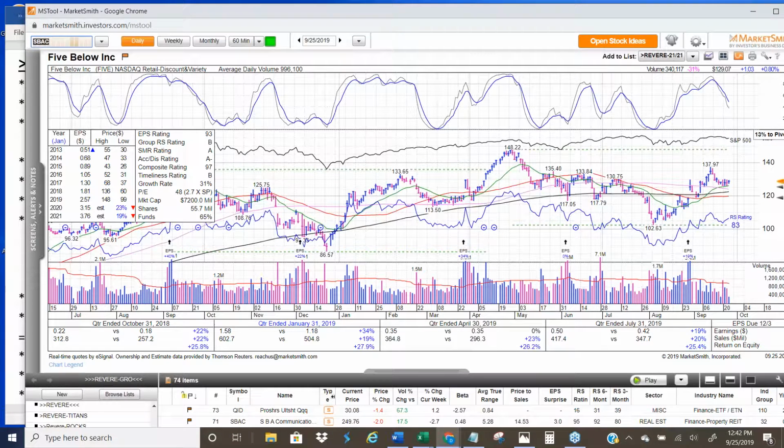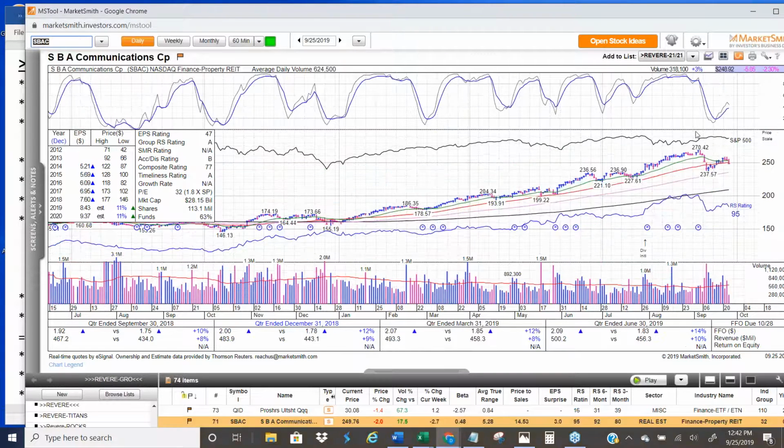And then SBAC, this was another stochastic buy coming out of oversold here. So a nice low risk entry. We're about flat on this right now as there's some selling going on in this area today too. But again, low risk entries.